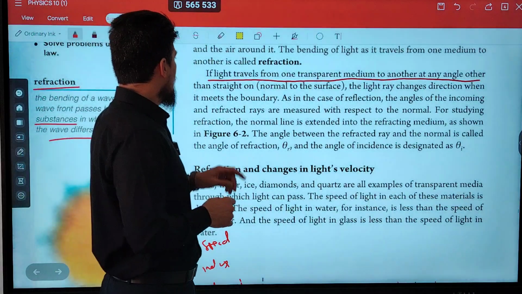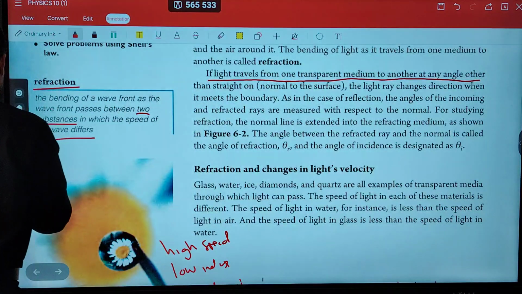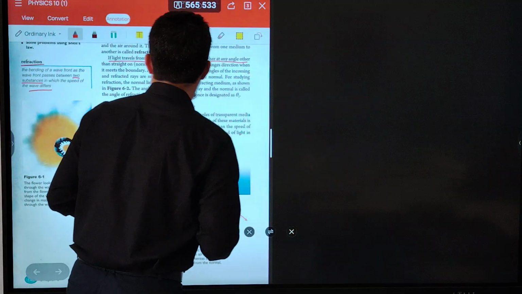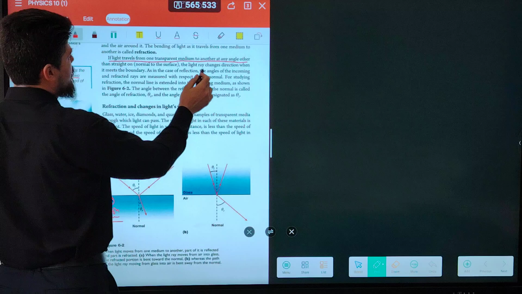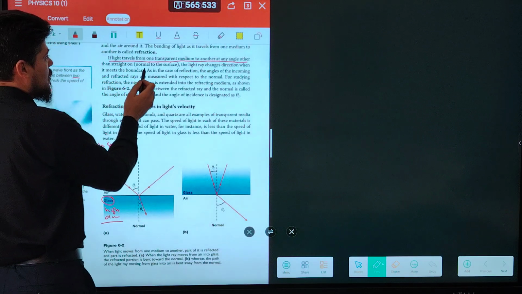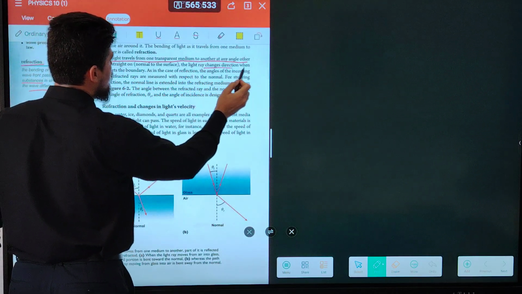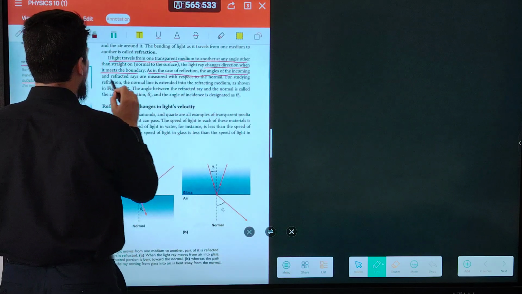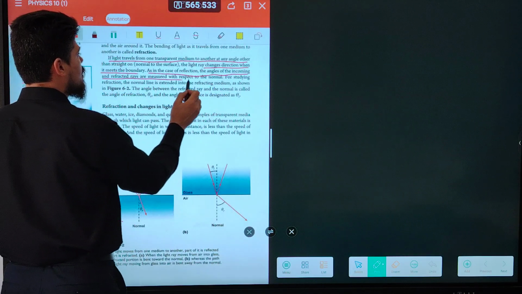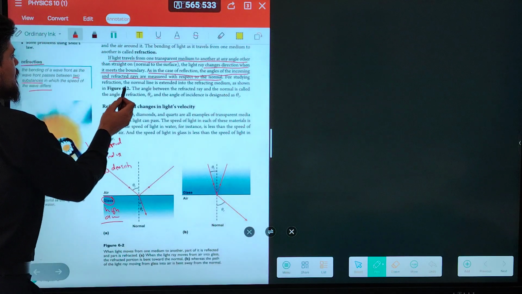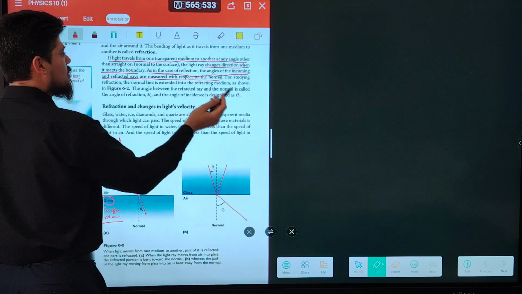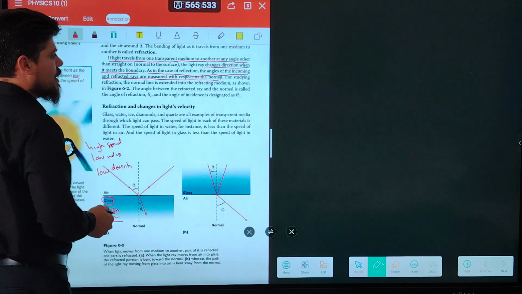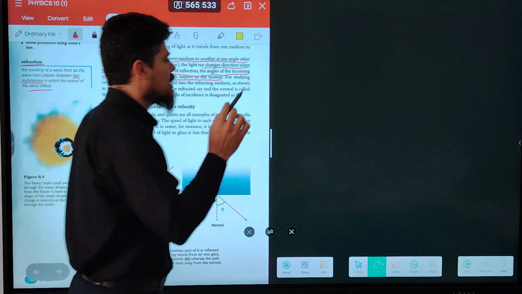Okay, look. If the light travels from one transparent medium to another at an angle other than straight on the normal to the surface, the light ray changes direction when it meets the boundary. As in the case of reflection, the angles of the incoming and refracted rays are measured with respect to the normal. For the study of refraction, the normal line is extended into the refracting medium as shown in the figure. The angle between the refracted ray and the normal is called the angle of refraction.